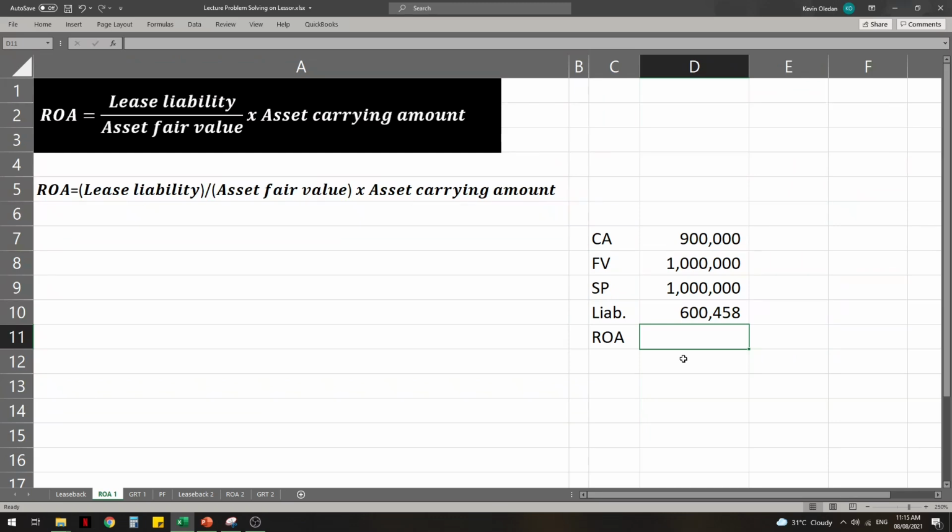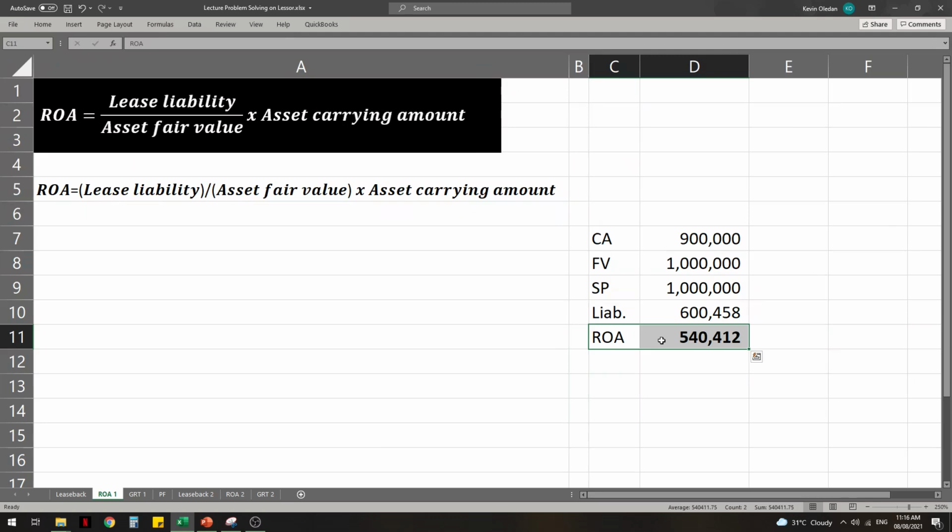It goes like this. Your ROA is simply equal to the lease liability over the fair value of the asset multiplied by our carrying amount. Ano ulit? Kinukuha mo ang portion ng carrying amount that relates to the rights retained, because that will be your right of use asset. In the end, we get 540,412.